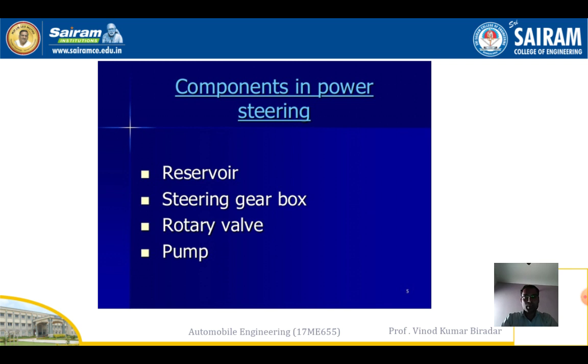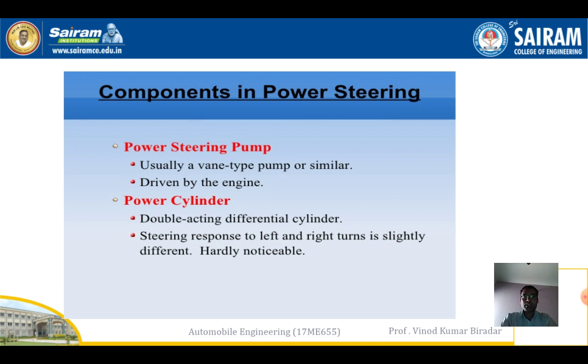Okay, next, how does it work? Power steering consists of four main parts: reservoir, steering gearbox, rotary valve, and pump. The power steering pump is normally a vane type pump. In this, the fluid is pressurized to the required quantity, and it is connected to the engine. It operates with the help of the engine to supply the power. That is called the power steering pump.